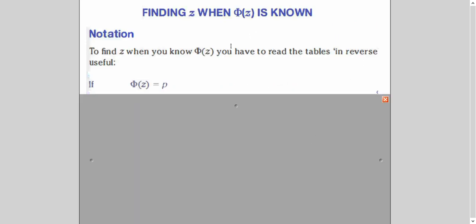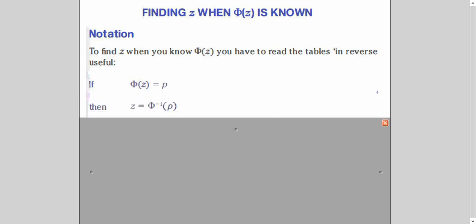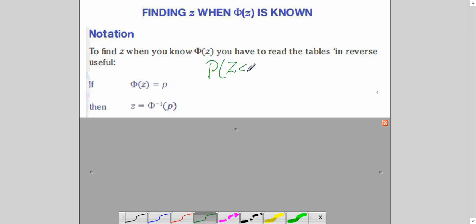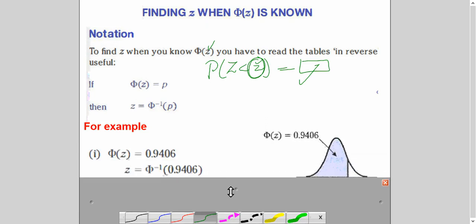First of all, let's see how we write the notation. Phi Z, as we have done before, means probability of Z less than Z, whatever the value is here, that comes here. And you get the answer here, which represents probability. Now suppose you don't know this, but you know this. So you will write it down like this. This is a mathematical notation.